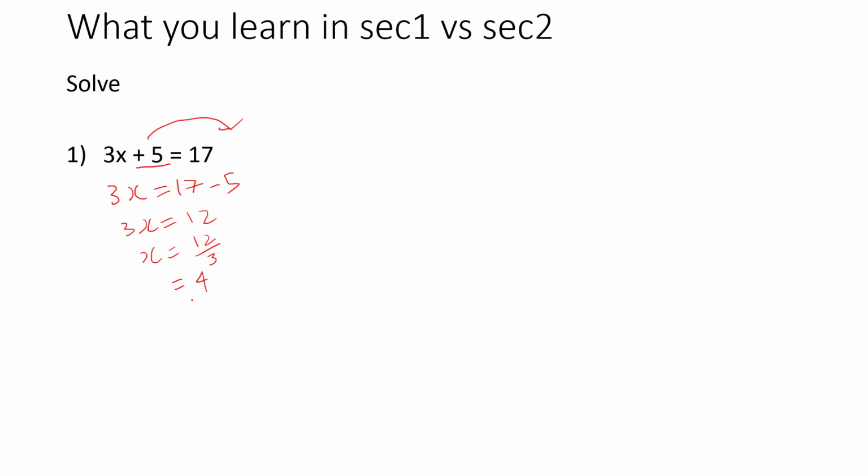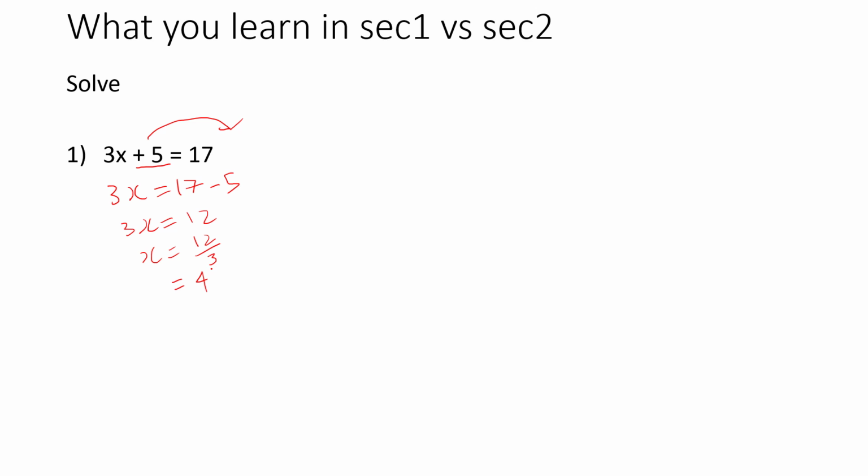So this is pretty simple. When you move a number over, the sign must change into negative. In this case, plus changes to negative. 3 times x, when I move it over, it will become divide.